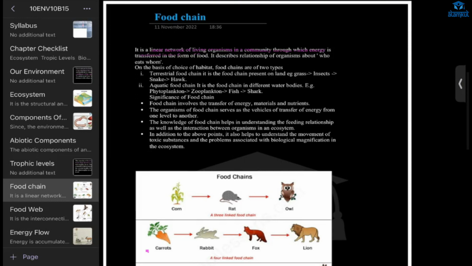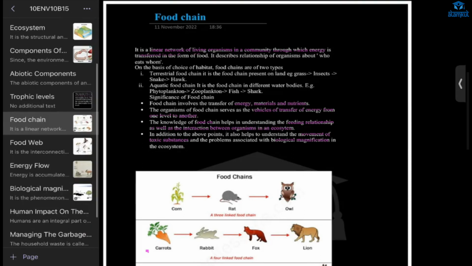What is the significance of the food chain? It involves the transfer of energy, material, and nutrition. The food chain serves as a transfer of energy from one level to another. So knowledge of the food chain will help in understanding the feeding relationship as well as the interaction between organisms in an ecosystem. We can also understand the movement of toxic substances. It is biomagnification, which we'll learn right here.